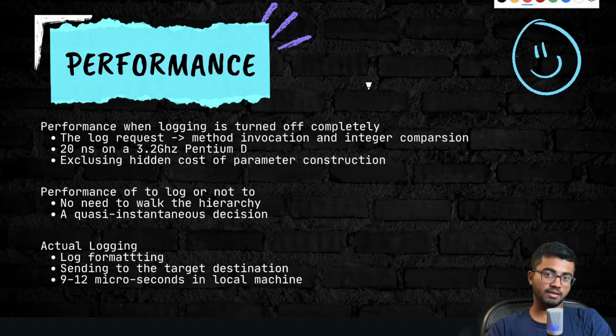The actual logging can be broken down into two parts. One is the log formatting, where we format the logs if needed, or serialize them in the case of socket appenders, and the other is sending them to the target destination. These are the major requirements, right? For a local machine, we would say that 9 to 12 microseconds is the average time on certain machines, like the 3.2 gigahertz Pentium D we talked about. And if you're talking about remote logging, then it probably goes to the milliseconds range, but it's still pretty effective and smooth in that case.